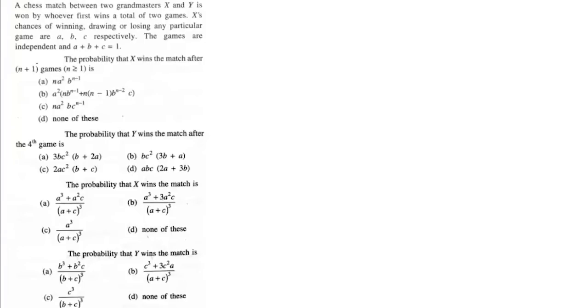Now, here the question is, a chess match between two grandmasters X and Y is won by whoever wins first a total of 2 games.